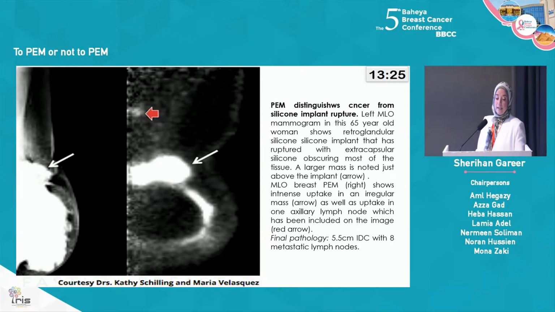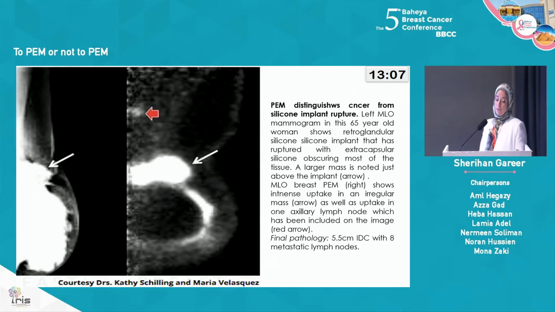In this case, we can see how PEM can distinguish a silicone rupture from a mass. The left MLO mammogram in the 65-year-old woman shows a retroglandular silicone implant that has ruptured with extracapsular silicone obscuring most of the tissue. A larger mass is noted just above the implant.